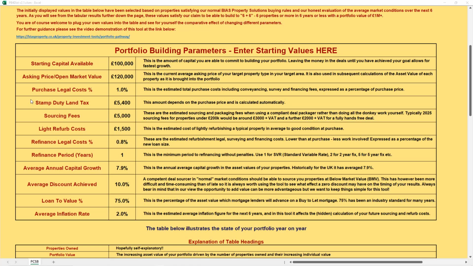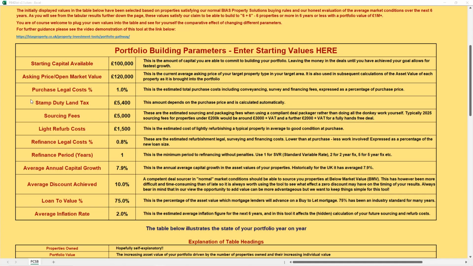Refinance legal costs. Now the tool assumes that you're going to be investing on a momentum basis, so you're going to be taking money out of your increases in equity, using that to finance the next properties, so there will be legal costs associated with that refinancing, generally lower than the purchase legal costs because with searches and things like that, there aren't so many requirements, the job's already been done.